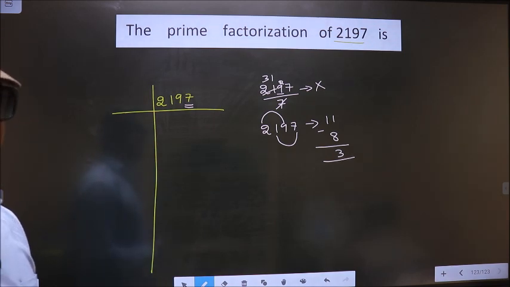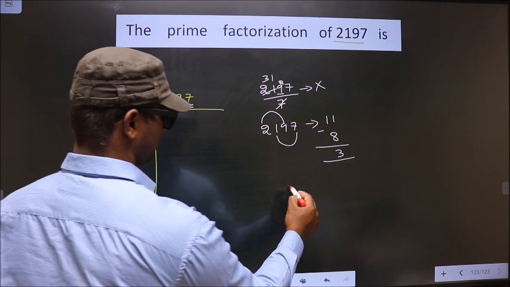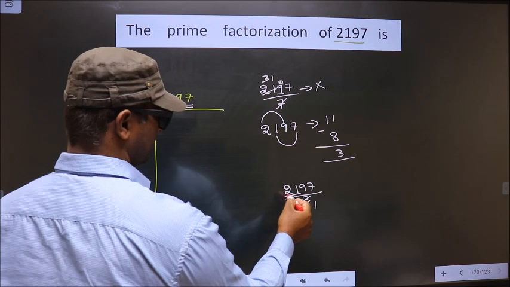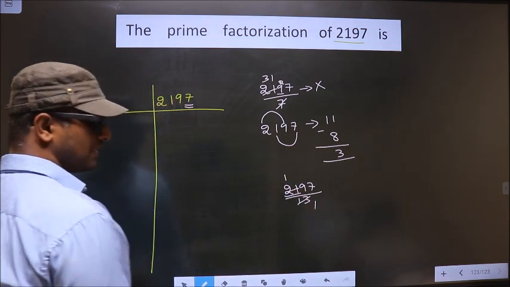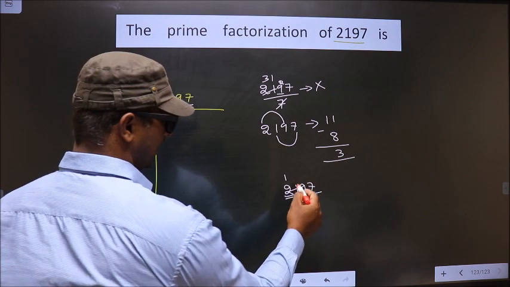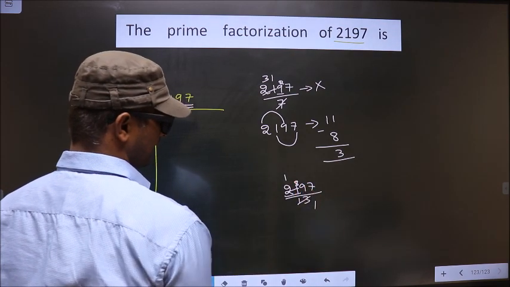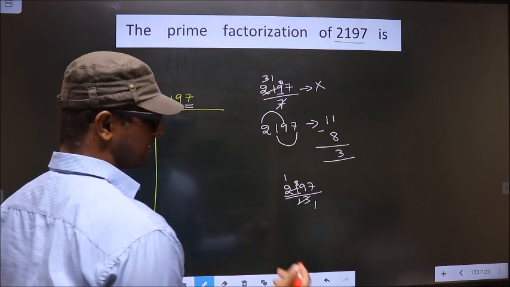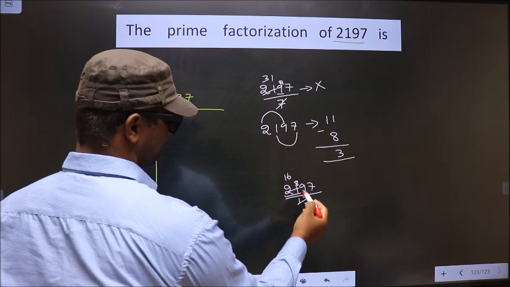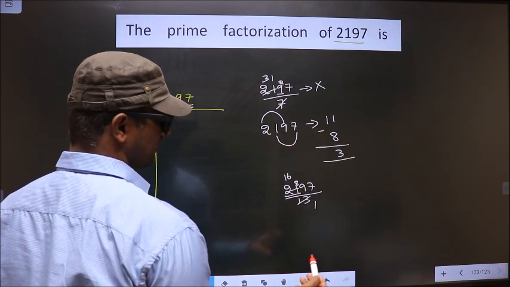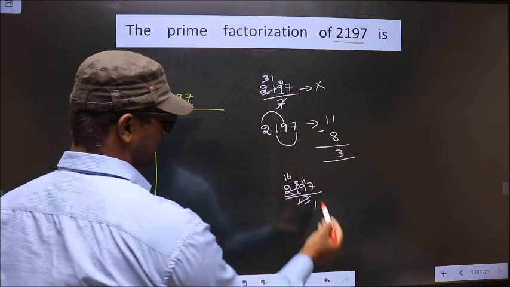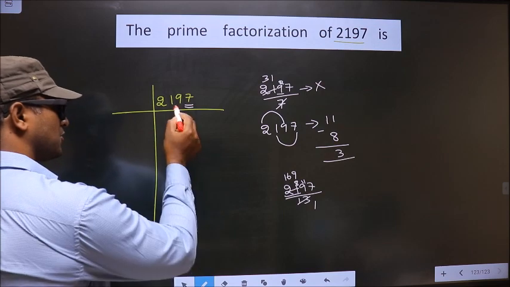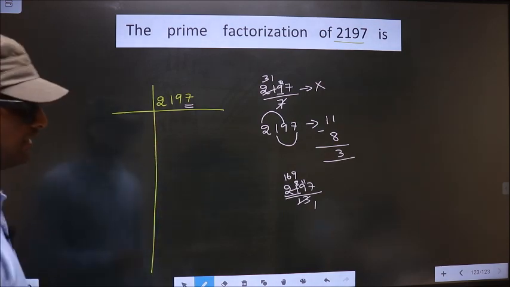Next prime number is 13. Let us check with 13. 2197 by 13. 13 ones, 13. 21 minus 13 is 8. 8 carried forward, making it 89. So close to 89 in the 13 table: 13 sixes, 78. 89 minus 78 is 11. 11 carried forward, making it 117. 13 nines, 117. So this number is divisible by 13.